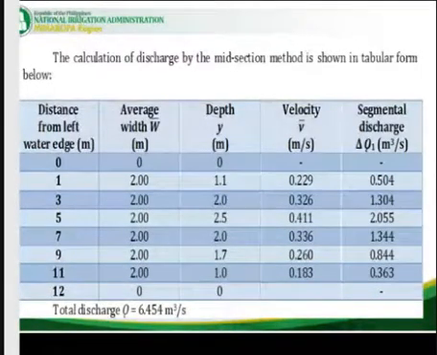So you have there the average width: 2 meters, 11, 2 meters, 9 minus 7 is 2, 7 minus 5 is 2, no? The depth of observation is like this. The velocity, 0.229. Where did you get 0.229? From the formula.